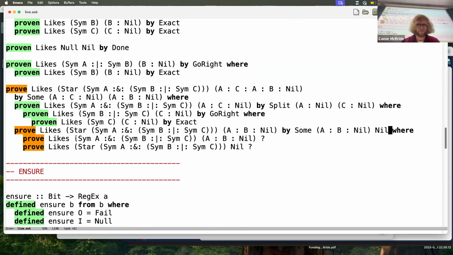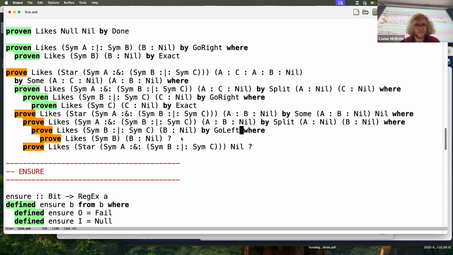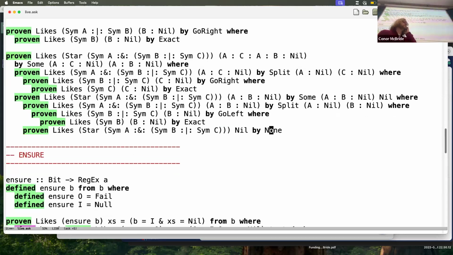Okay, and then I have these two things again. I have to show that my chunk is really liked by the underlying expression. But what is this? This is A followed by a B or a C. This is an A followed by a B. So this should be by split A, B. And here, B or C likes B by go left. This is exact. Okay, and then here I have to show that my star matches something again, but now my string is empty, so I can just say by none. Okay. That's very cool.